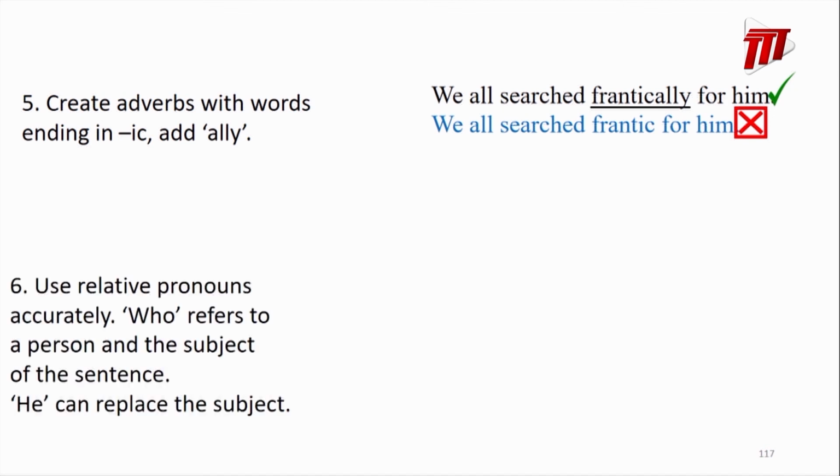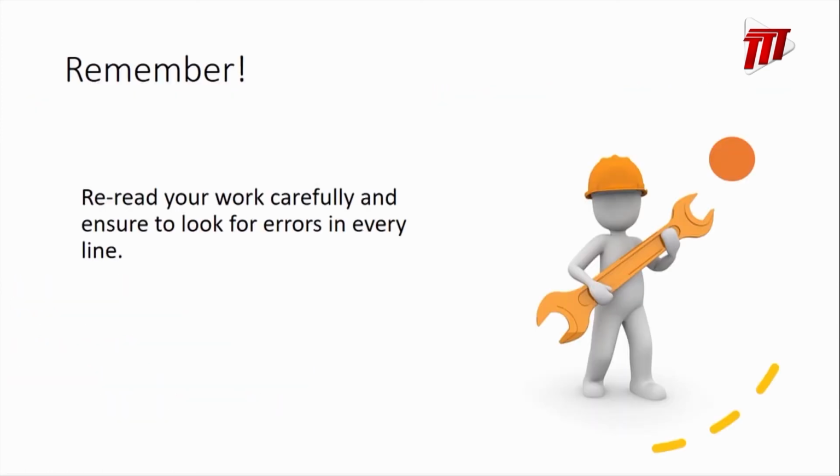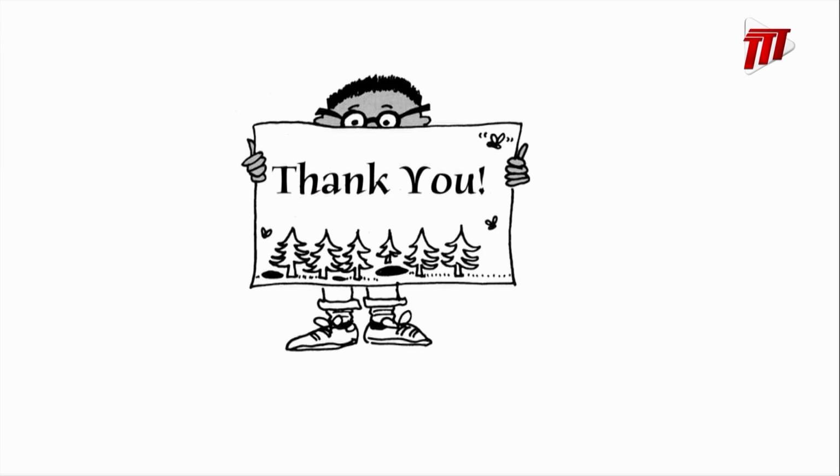Use relative pronouns accurately. Who refers to a person and the subject of the sentence. He can replace the subject. So the security guard, who came to our assistance, and not which came to our assistance. All right? So remember, reread your work carefully. Ensure to look for errors in every line. Make sure you have all your errors correctly circled and the right things written in the box provided.